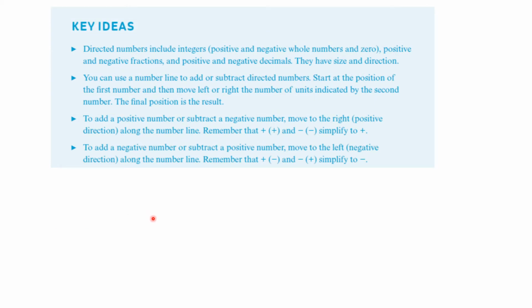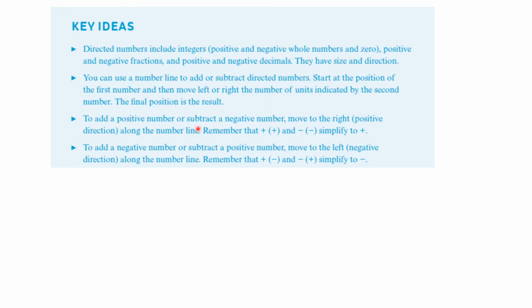Directed numbers include integers, positive and negative whole numbers, also including 0. We also are, as we've been dealing with already, positive and negative numbers. Okay, so we have a size, so the value of the number, and the direction, meaning whether it's positive or negative. It might help you to use a number line to draw, to visually see which direction you're moving. So that would be left or right, depending on the sign.